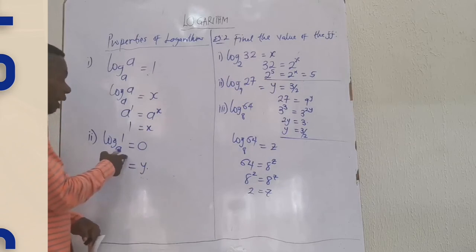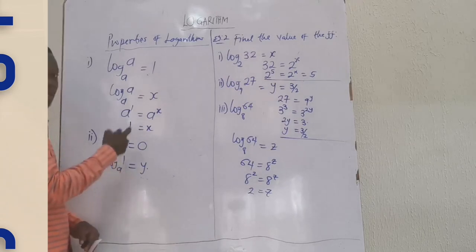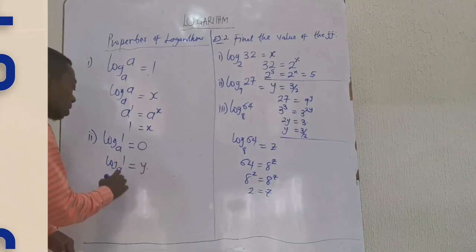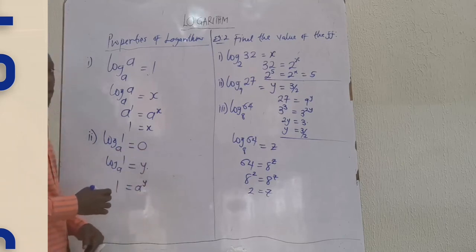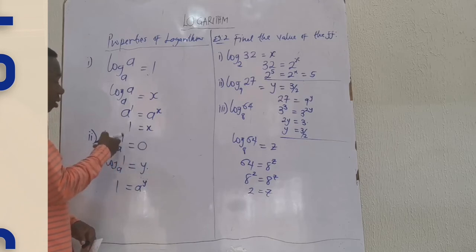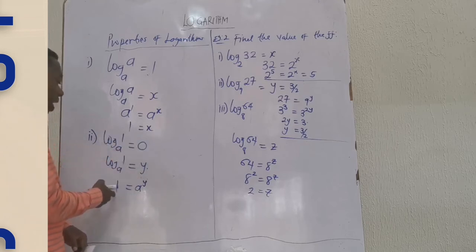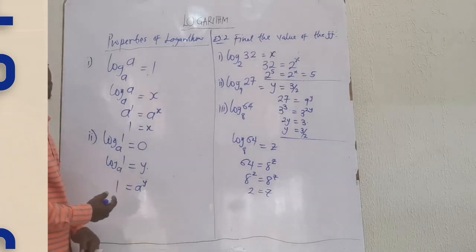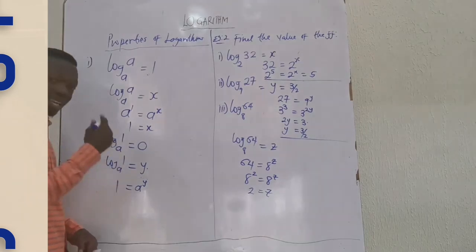For me to get the number 1, I need to raise a to a certain power, and that's what we represent as y here. So 1 will be equal to a to the power of y. How then do we prove that log 1 to the base of a is equal to 0? Realize that we said any number raised to the power of 0 should give us 1. If you remember that property from indices.